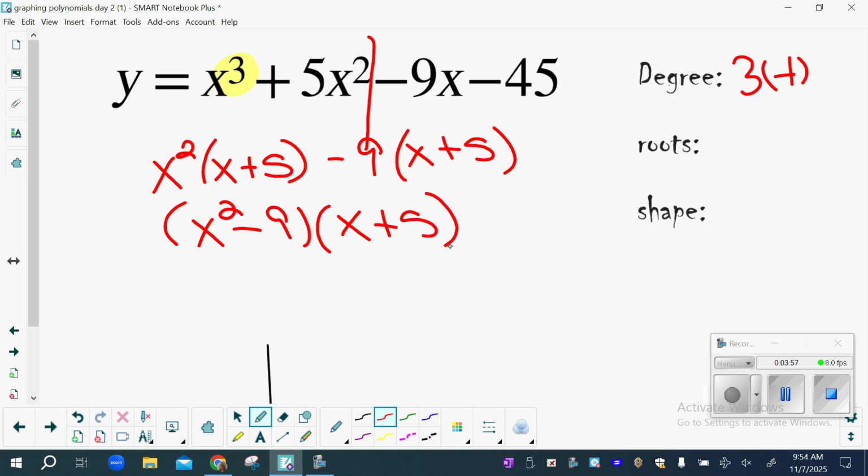So let's get our roots. That's the whole reason we've been doing all this stuff all along, is to get to this point, to get our roots. Our root is going to be 1. It's going to be negative 5. Yay. Careful on this one.